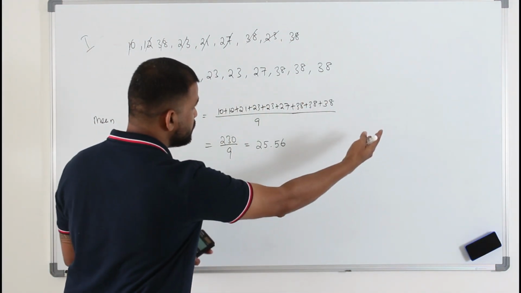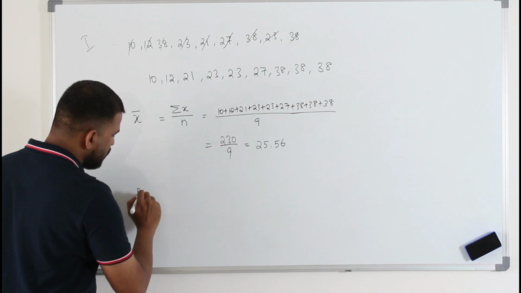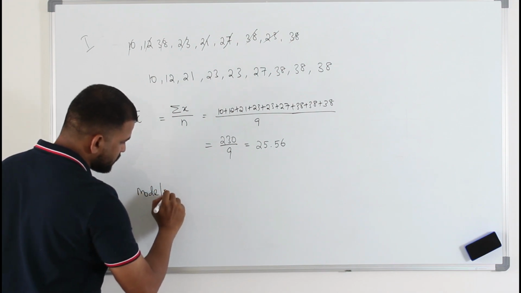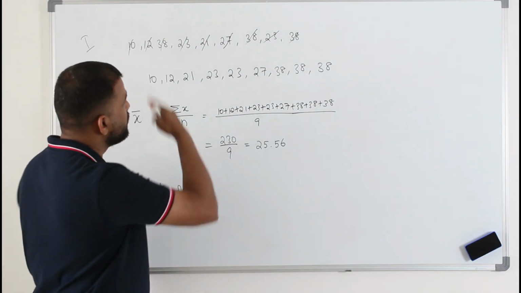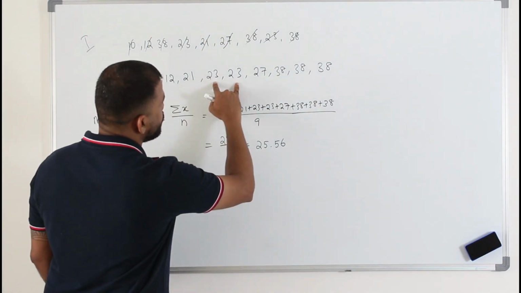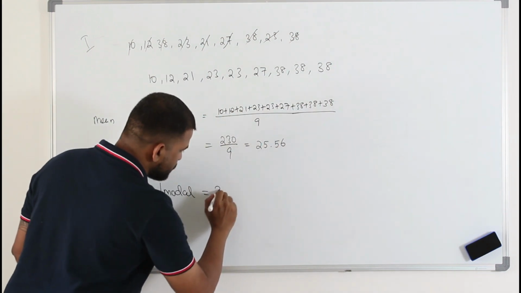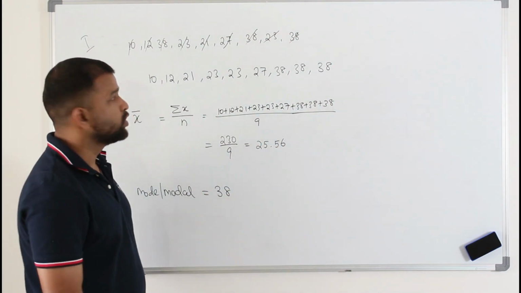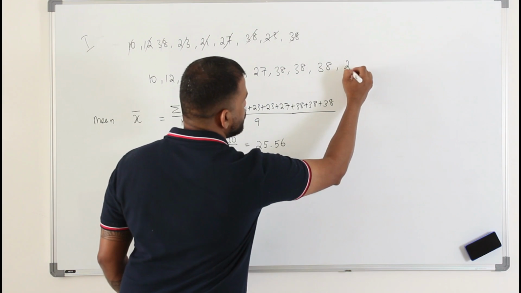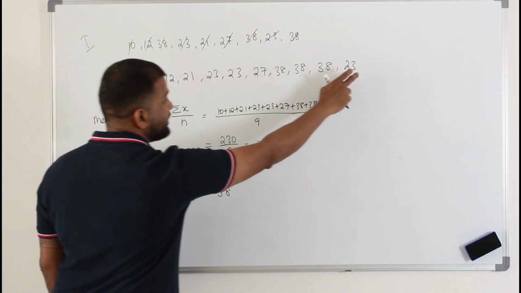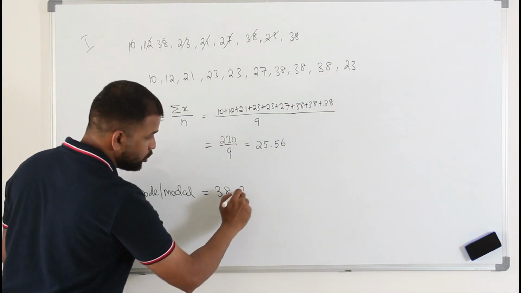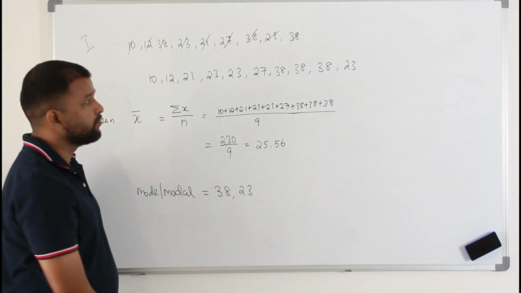Before I teach you the median, I'll show you the mode first. That's the most repeated number. If you look at it, 23 appeared twice, 38 appeared 3 times. That's the mode. So what if you have another 23, for example? So 23 appeared 3 times. So there are 2 modes for this data.